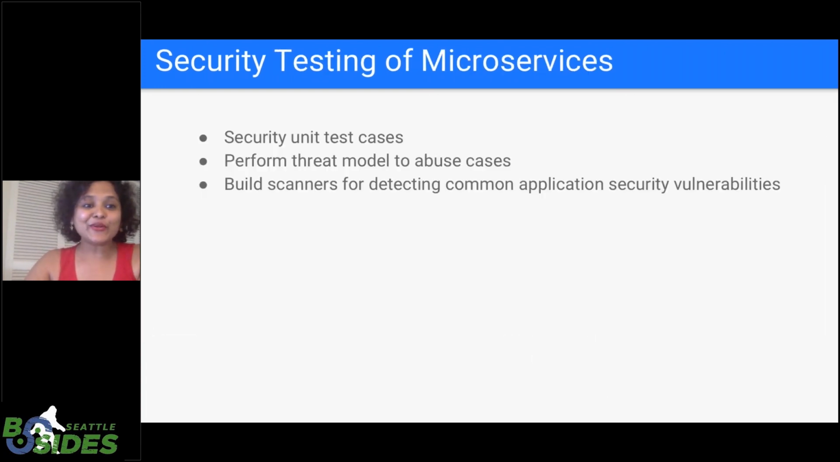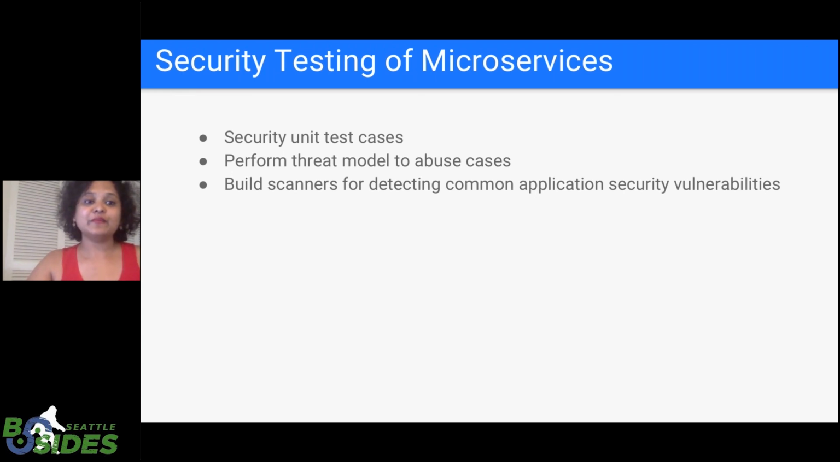Now, as you all know, these tools are in their first or second generation. These tools do not have context, and that's why they generate false positives, or they do not provide adequate coverage to your microservices. In that case, what to do? I would say write security unit test cases and automate them as part of your build pipeline. Do it once and run it every time.